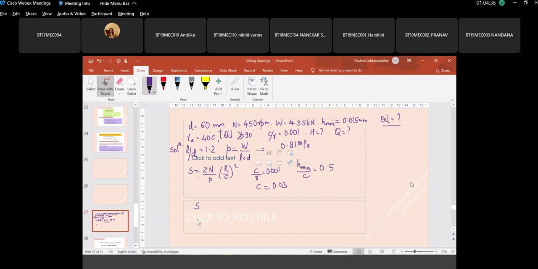Refer the graph, figure 13.5, page number 136. Give me S. H minimum by C is 0.5. L by D ratio is 1.2, so little above 1.